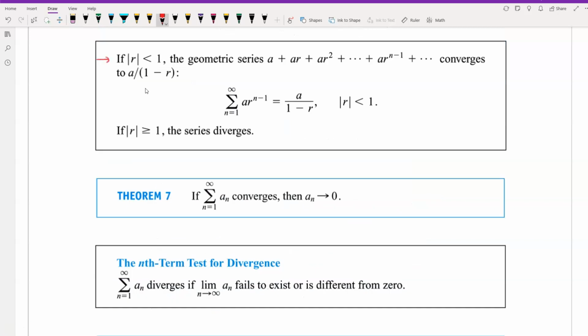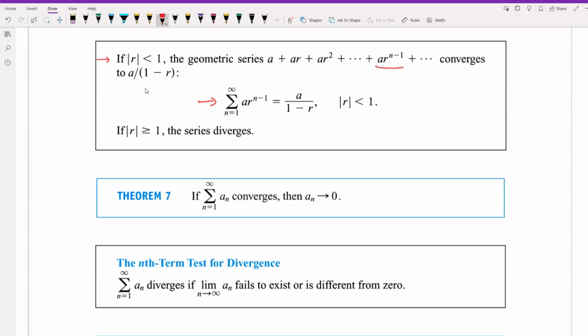If the absolute value of r is less than 1, the geometric series a plus a times r plus a times r squared plus dots plus a times r to the power n minus 1 plus dots converges to a divided by 1 minus r. And the sum of a times r to the power n minus 1, n from 1 to infinity, is equal to a divided by 1 minus r.